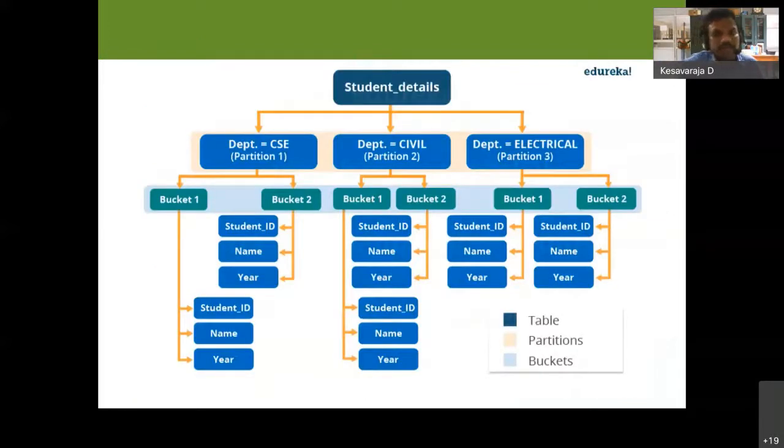It's an example. Student detail is partitioned into departments: CSE, civil and electrical. Bucket 1, bucket 2, bucket 3, in each. All the student information is stored. So it's a column-based approach. You can create a bucket for each and every department. Inside that, you will provide student detail in a separate file. That's a column-based approach, Hive. So I'm giving a small Hive demo.